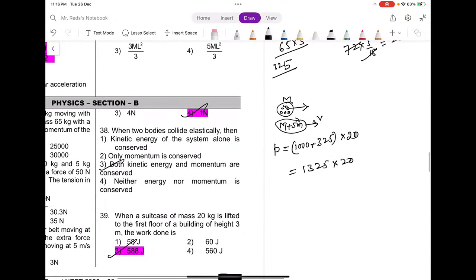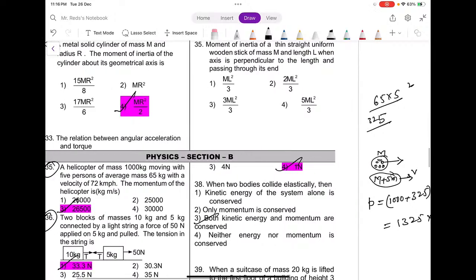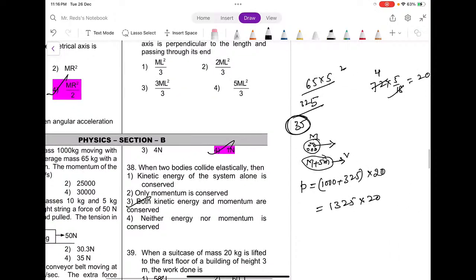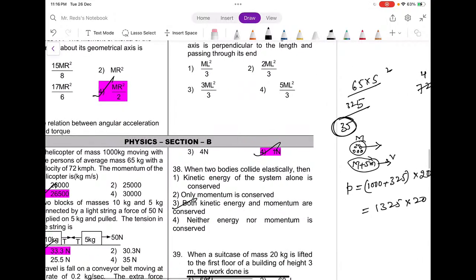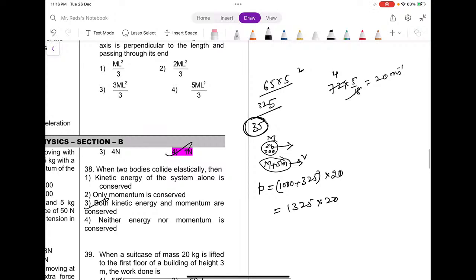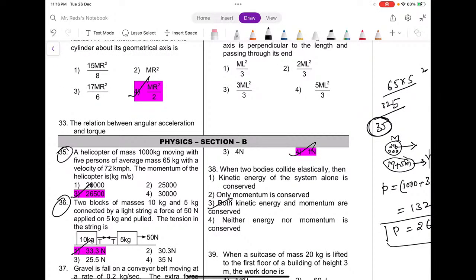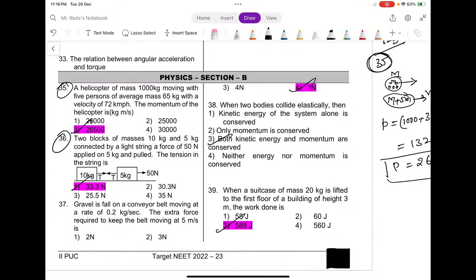Which question is it? Question number 35, the 35th question. So it is equal to 26500. 26500 is the momentum, mass into velocity. So kg meter per second is the unit of momentum. So momentum of the helicopter in kg meter per second we are asked. So 26500. That's it. It's a direct question, guys. Right. Next, question number 36.